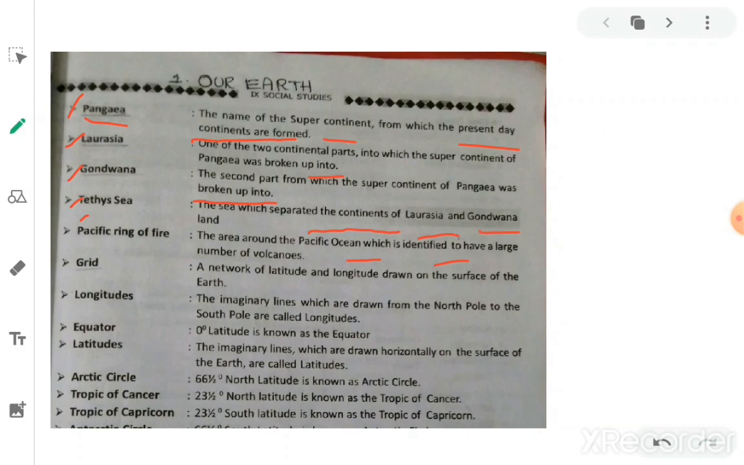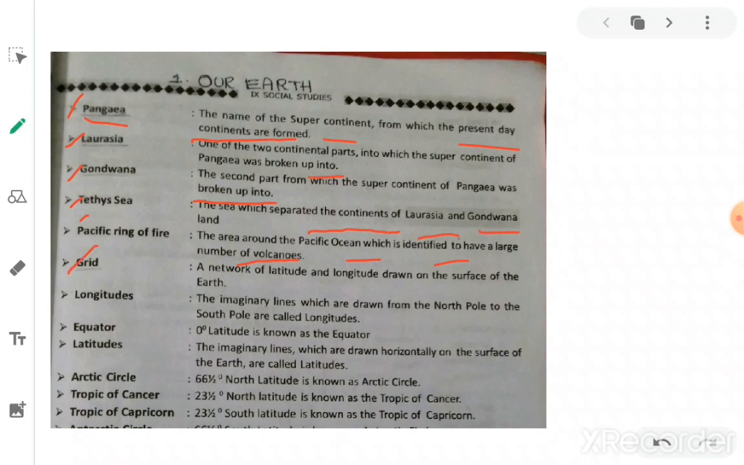Next one is Pacific Ring of Fire. Pacific Ring of Fire means the area located in the coastal areas of the Pacific Ocean, whose countries are getting mostly volcanic eruptions. More volcanic eruptions will happen in this area. About this point we can learn in the second lesson of the social subject.